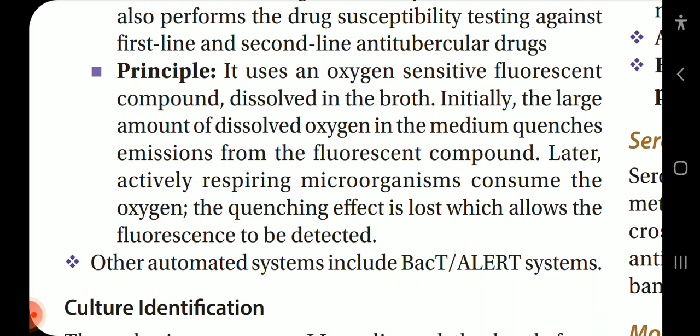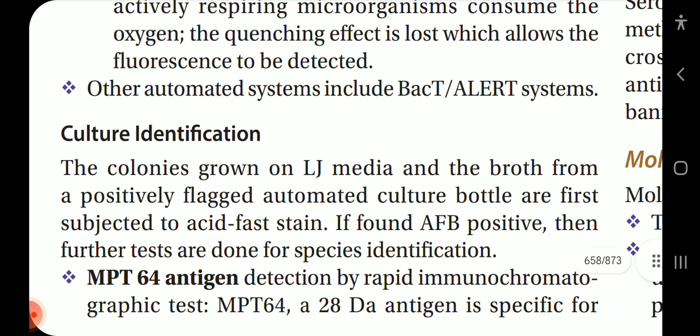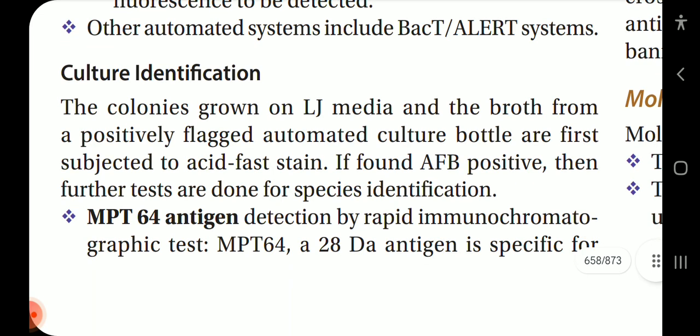Initially, the large amount of dissolved oxygen in the medium quenches emissions from the fluorescent compound. Later, actively respiring microorganisms consume the oxygen. The quenching effect is lost, which allows the fluorescence to be detected. Other automated systems include BacT/ALERT and similar systems.